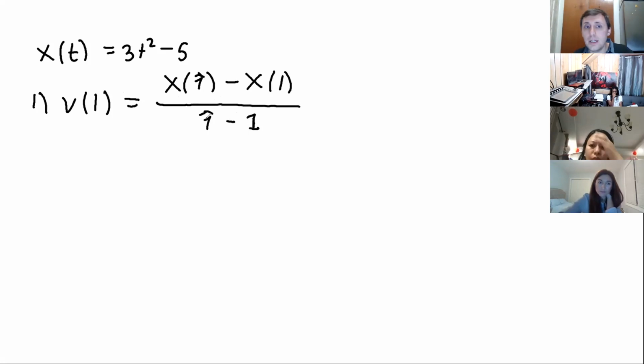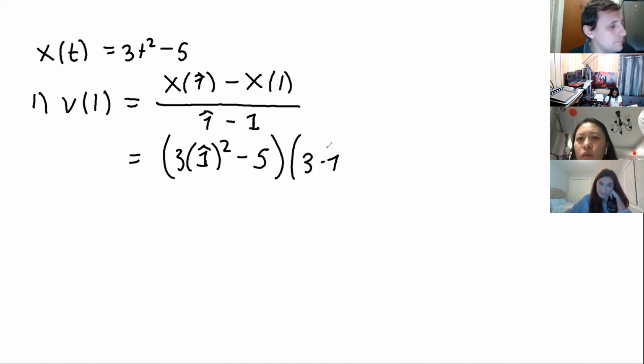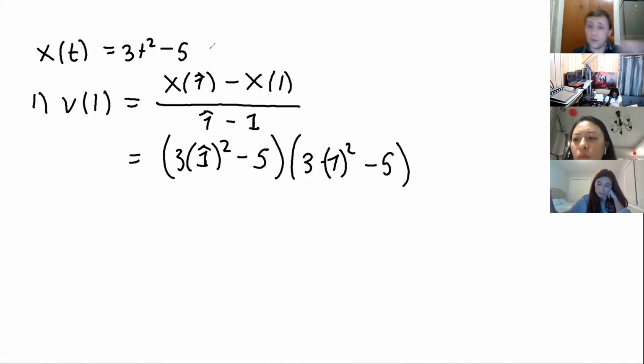Now we want the amount of time that we compare to be very small. 1 hat minus 1 is a very small number. 1 hat is very close to 1, yes? And so what do we do now, guys? Look at it. What is x1 hat? This is 3 times 1 hat squared minus 5, yes? And x of 1 is 3 times 1 squared minus 5, right? What is the t? It means just plug in any time, and that will tell you the position for that moment of time.